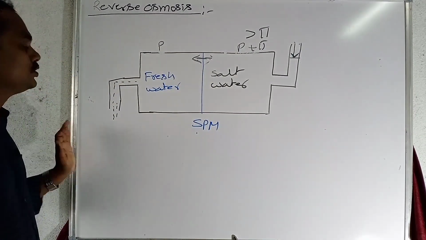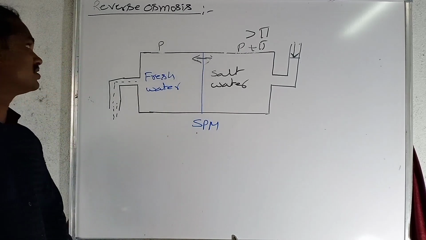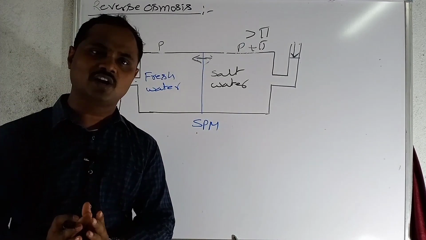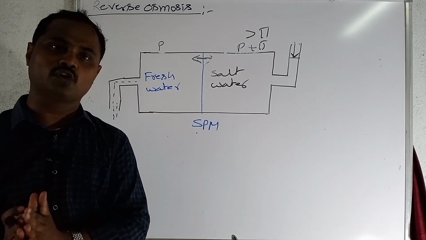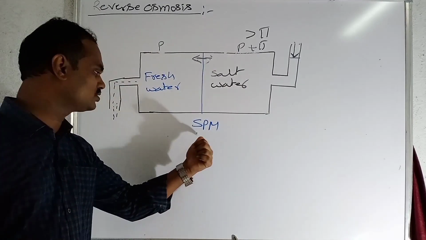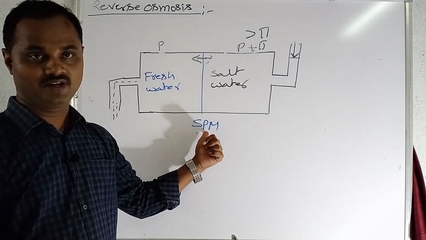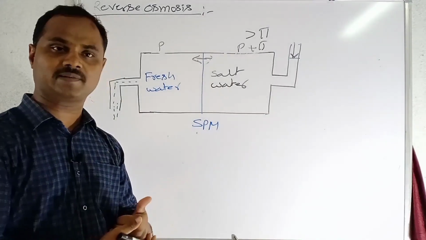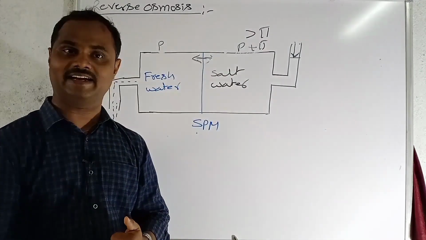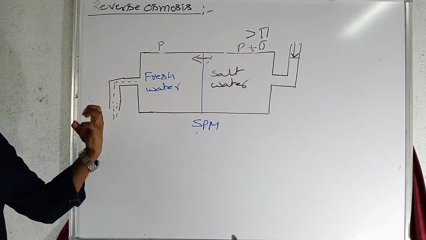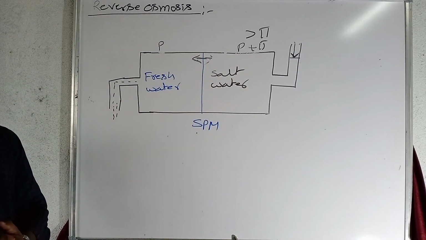Is it clear? This process through a semi-permeable membrane, we call reverse osmosis. Simple. In osmosis, solvent molecules flow from low concentration region to high concentration region through the SPM. In reverse osmosis, when more pressure than the osmotic pressure is applied to the solution side, solvent molecules move from high concentration region to low concentration region.